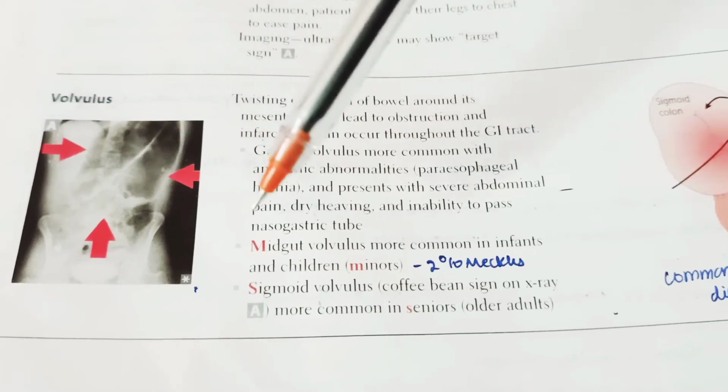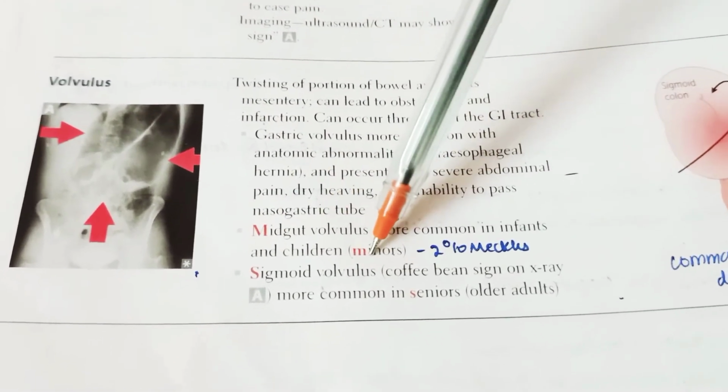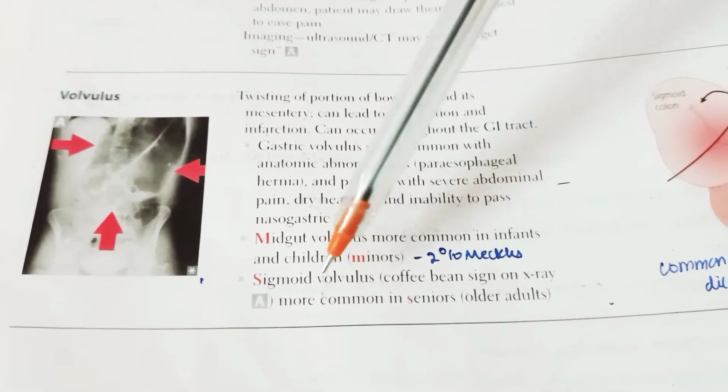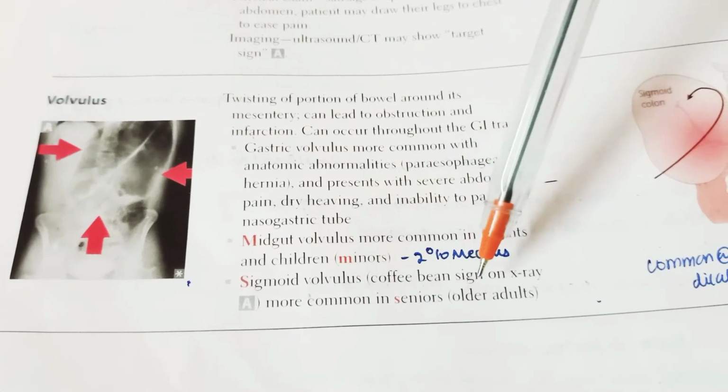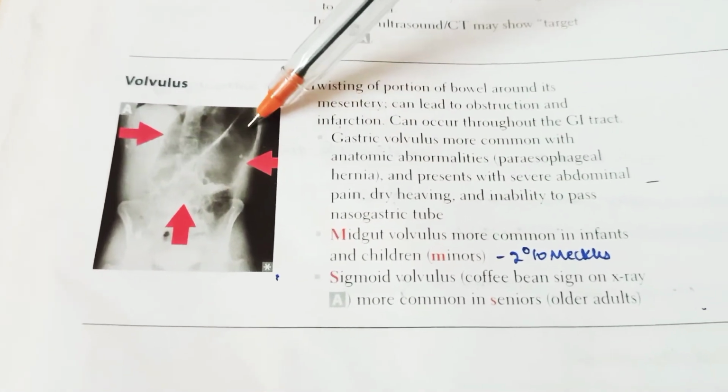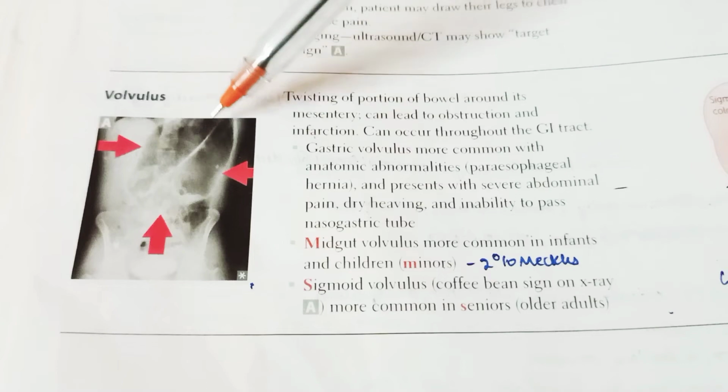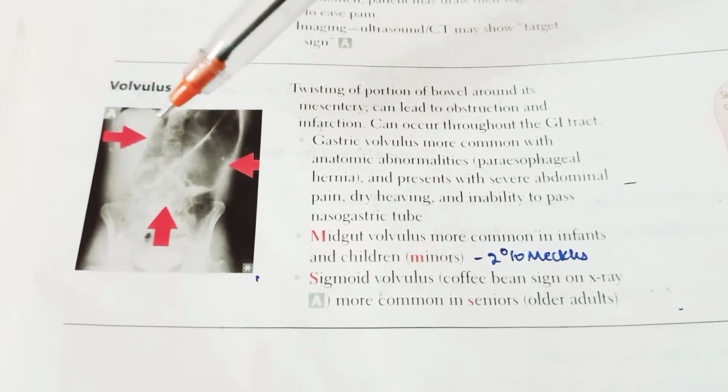Midgut volvulus is more common in infants and minors. How to remember this? Midgut, minors. Secondary to Meckel's diverticulum. Sigmoid volvulus is coffee bean shaped. This is actually the sigmoid volvulus. It is seen on X-ray. You can see sigmoid volvulus, coffee bean.